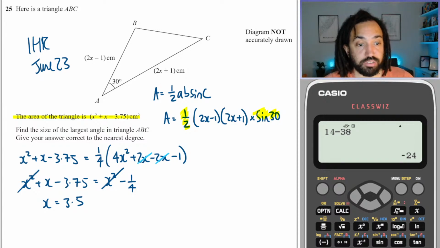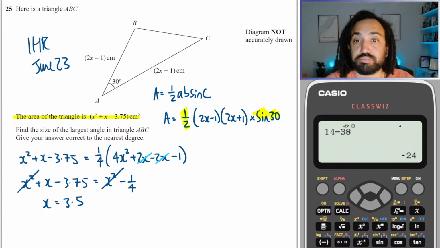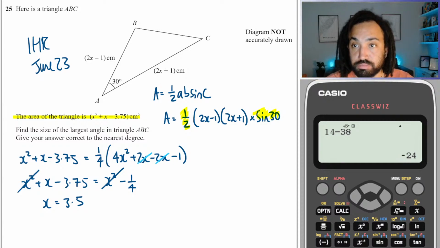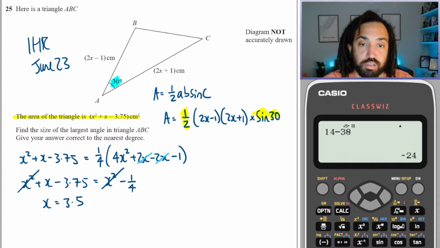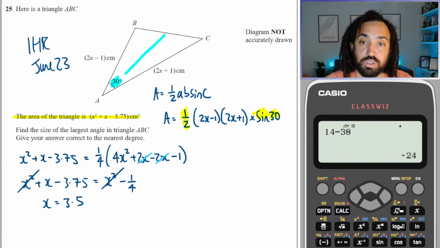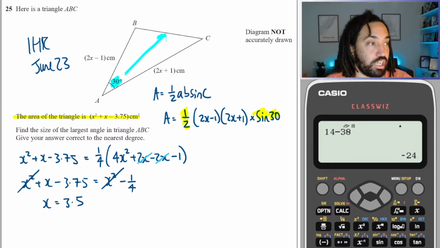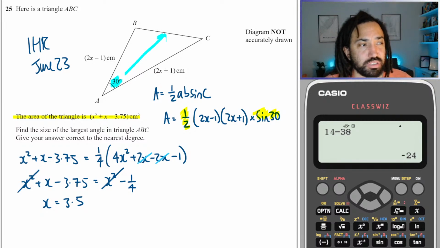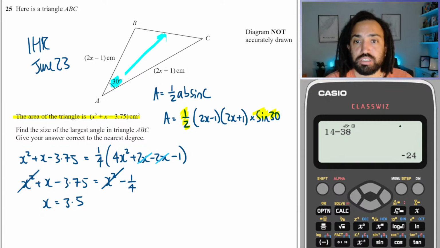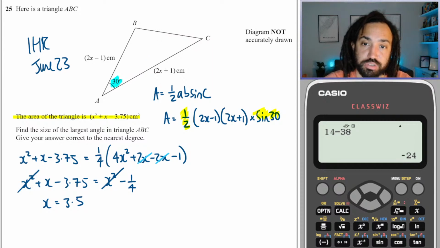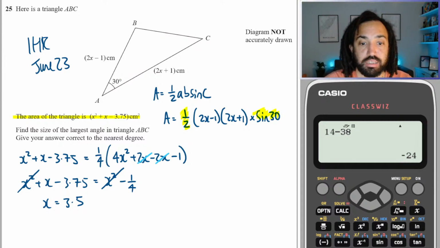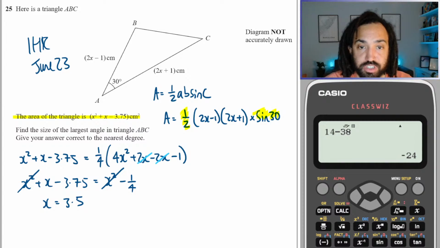Okay, but the question asked me to find the largest angle. So my first instincts would be to use the sine rule. But the angle I know does not have a side opposite that I know. So I can't use the sine rule yet. So what I'm going to have to do is use the cosine rule to find that missing side. But let's first put the numbers in.